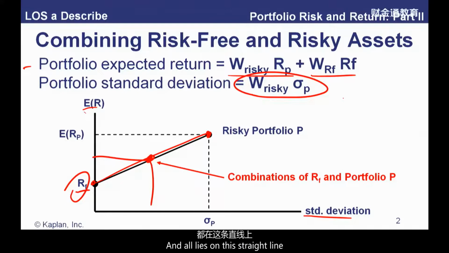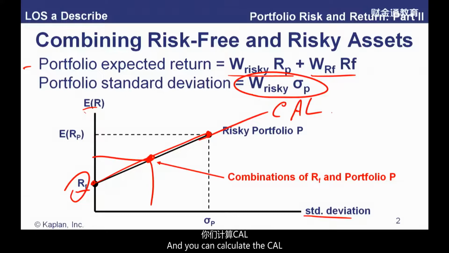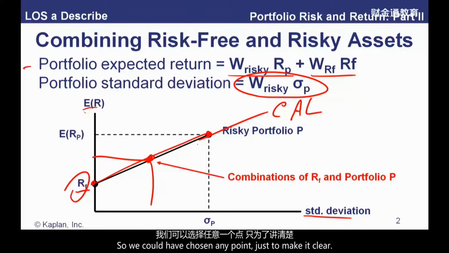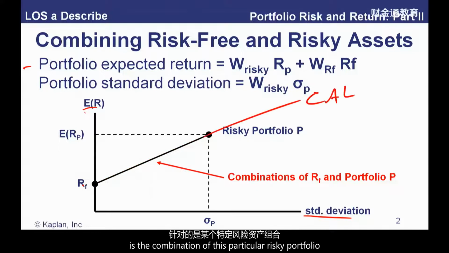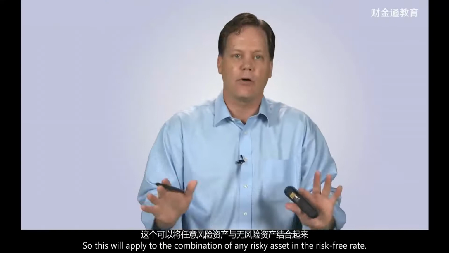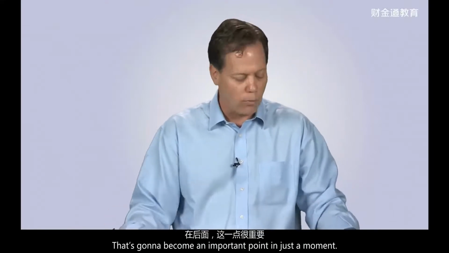All right. So it all lies on the straight line, and we extended it up this way, and we said, oh, this is a CAL, a capital allocation line, and you can calculate a CAL as a function of a risk-free asset and any other risky asset. So we could have chosen any point, just to make clear. So if this is one CAL, it's the combination of this particular risky portfolio. Well, we could have also had a risky portfolio here, and we could have done the same thing. Or we could have had one here, and we could have done the same thing. So this will apply to the combination of any risky asset and the risk-free rate. And that's going to become an important point in just a moment.